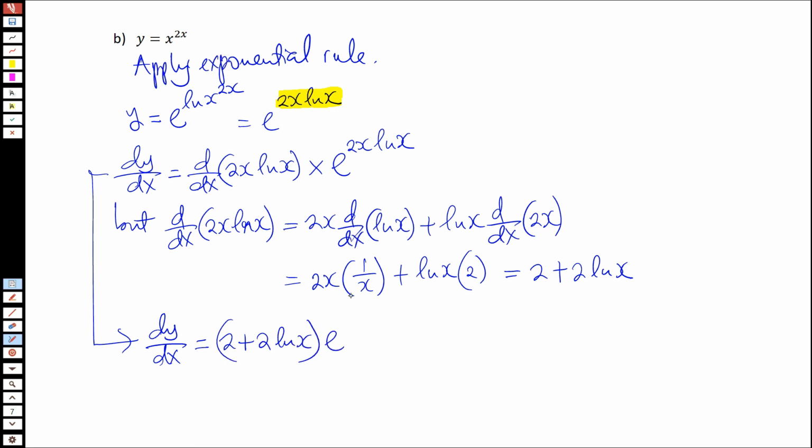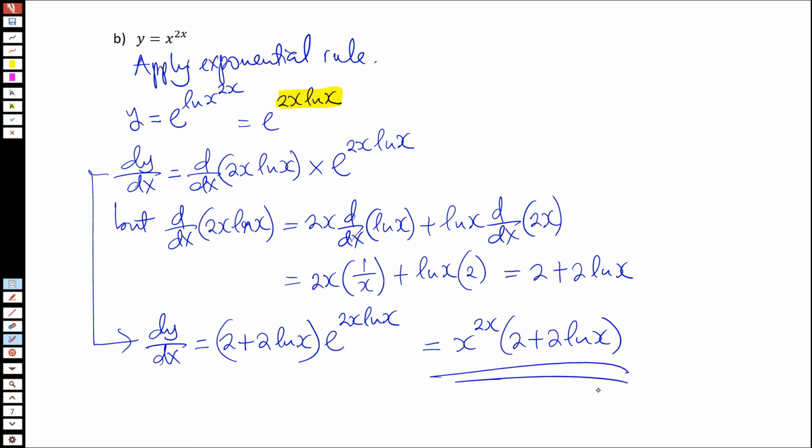Which implies that the original derivative will be equal to 2 plus 2 ln x multiplied by e to the power of 2x ln x. But we know that this is the same as x to power 2x. So this will just be equal to x to power 2x multiplied by 2 plus 2 ln of x. That will be the required solution.